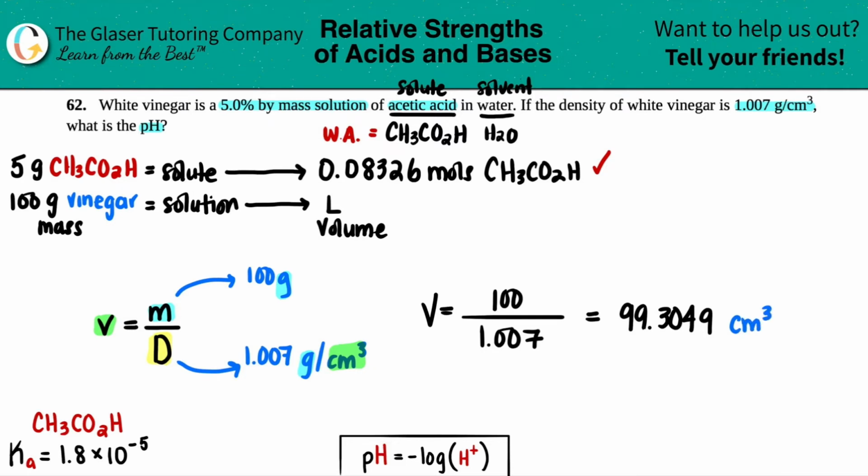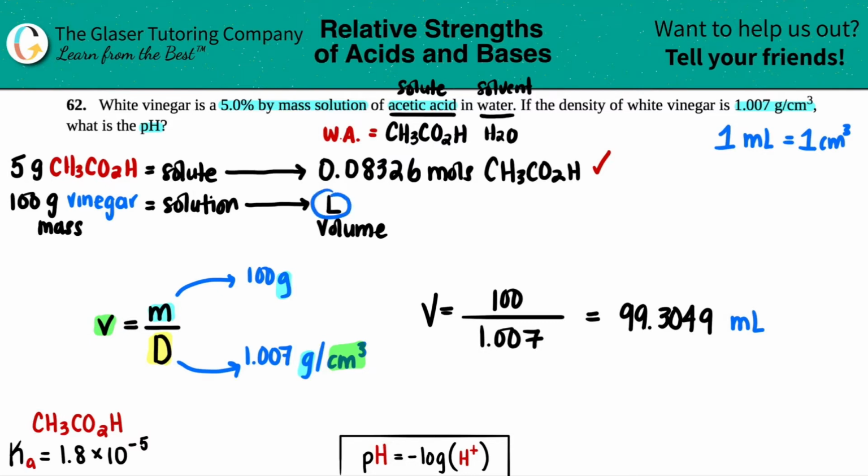But remember, we want that volume in liters. Also, since we're dealing with the solvent water, the density of water is 1. So 1 mL would equal 1 centimeter cubed. It doesn't matter whether you say centimeters cubed or milliliters, they are exactly the same. So 1 for 1. If you have 99.3049 centimeters cubed, you really have 99.3049 milliliters.